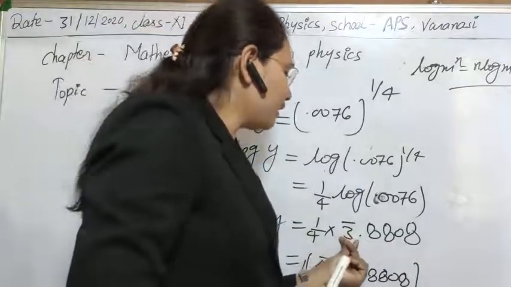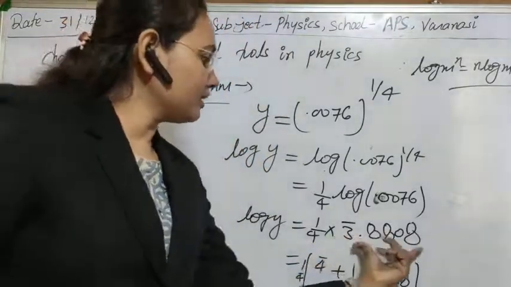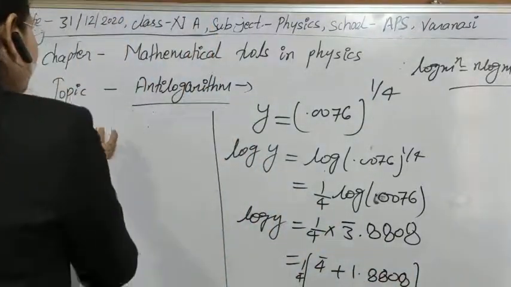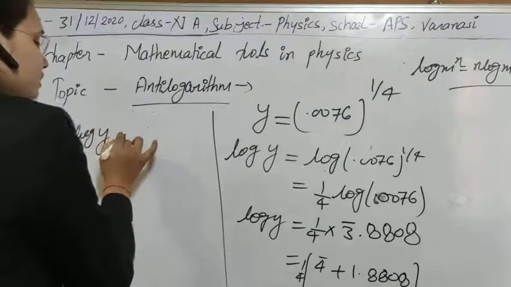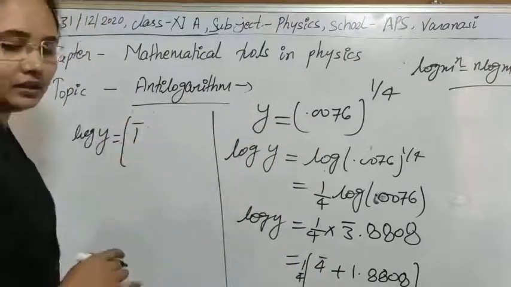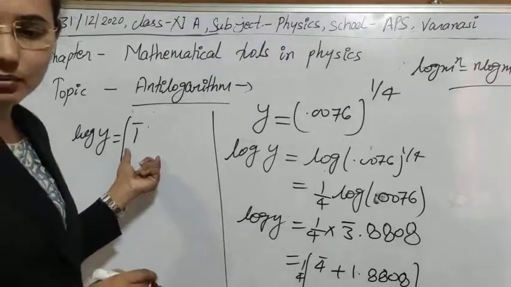You can put, in the place of 3 bar, 4 bar plus this whole thing. After putting this, just solve it, and you will get log y is equal to 1 by 4 into 4. We will get 1 bar here. So I think, students, there is no problem in this section.